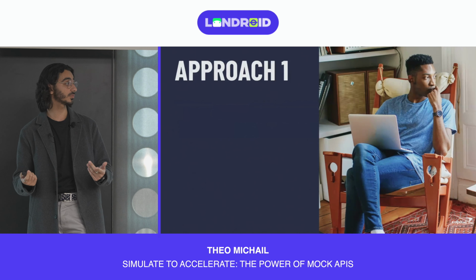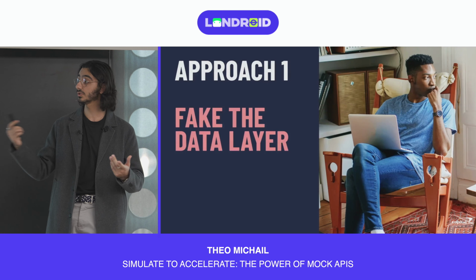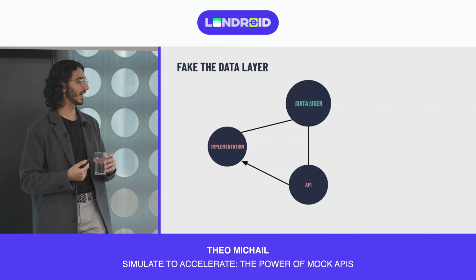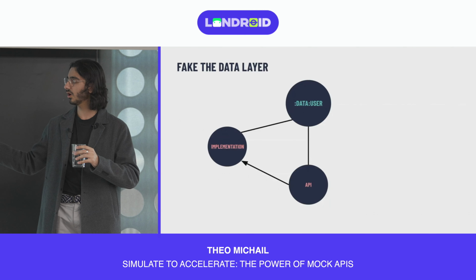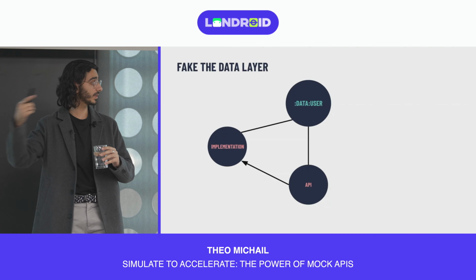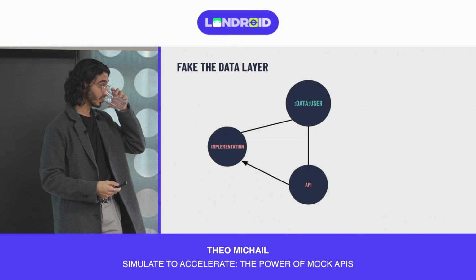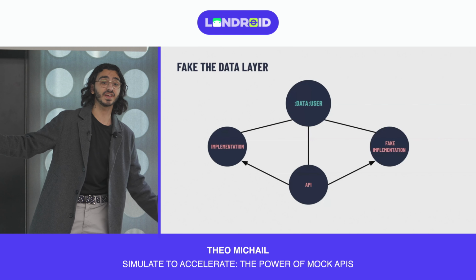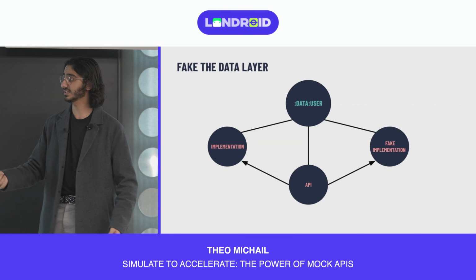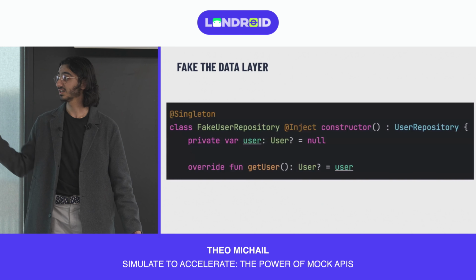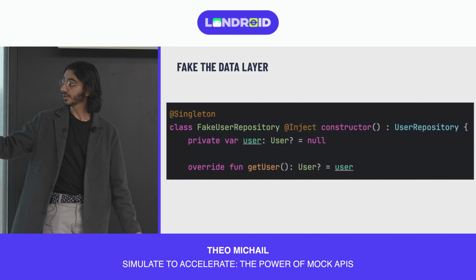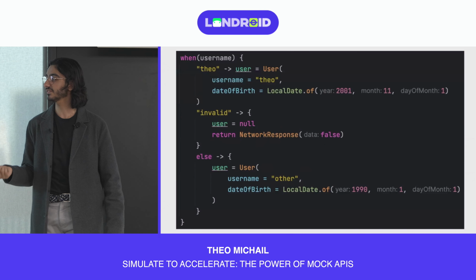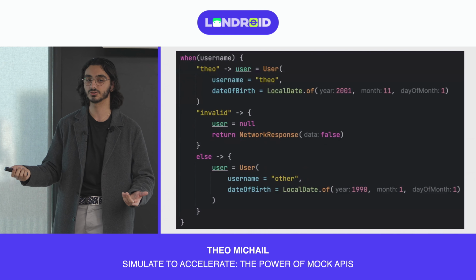So moving on to our first approach, that will be to fake our data layer. So we've just had a look now at the modules. For our user part of our data layer, we have our user API and our implementation. What we're going to do now is just add another module on, which is our fake implementation. And it's a fairly simple module. It consists of one class. That's our fake user repository. It implements the same user repository that our normal one will do. And then we just have some predefined responses for what we want our users to look like.